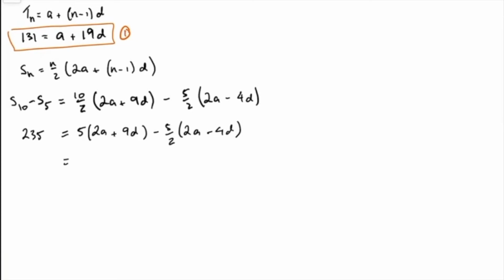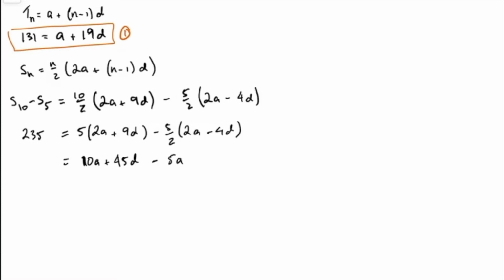So 235 is going to stay the same. We're going to get rid of our brackets now. So we have 10a, and not 9d, but 45d, because we're multiplying across the whole of the bracket. Now 5 over 2 times 2, well that's going to be 5.